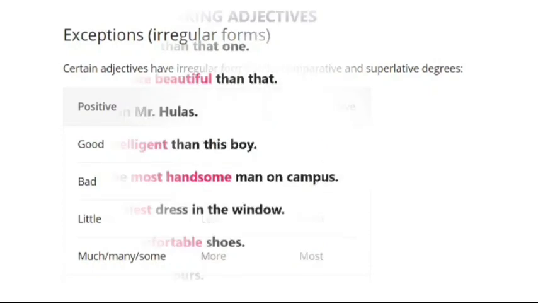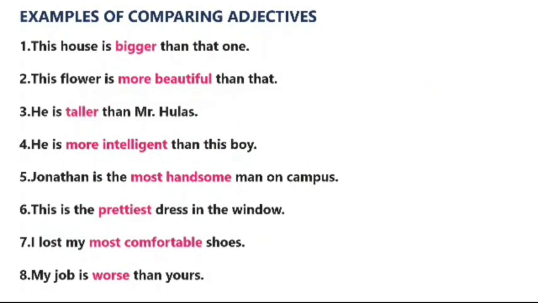Now let's discuss some examples of comparing adjectives. First, this house is bigger than that one. Second, this flower is more beautiful than that. Third, he is taller than Mr. Hewlett. Fourth, he is more intelligent than this boy. Fifth, Jonathan is the most handsome man on campus. Sixth, this is the prettiest dress in the window. Seventh, I lost my most beautiful shoes. Eighth, my job is worse than yours. So these are some examples of comparing adjectives.